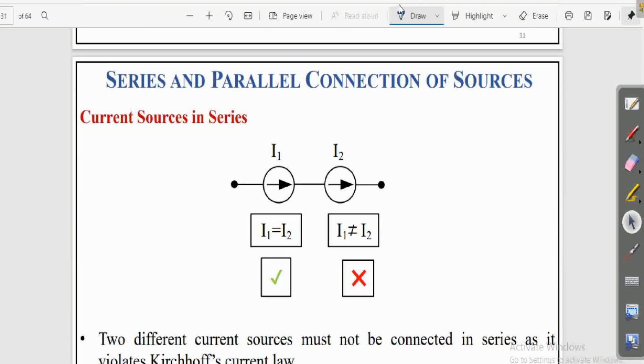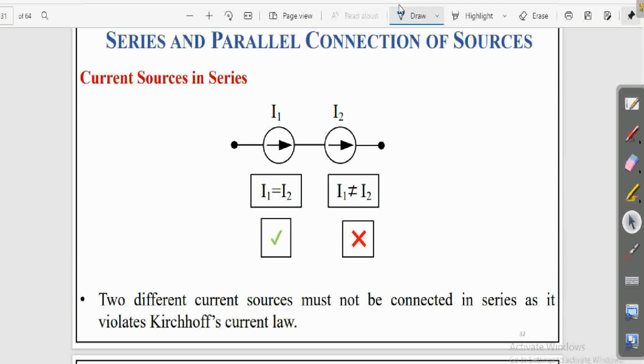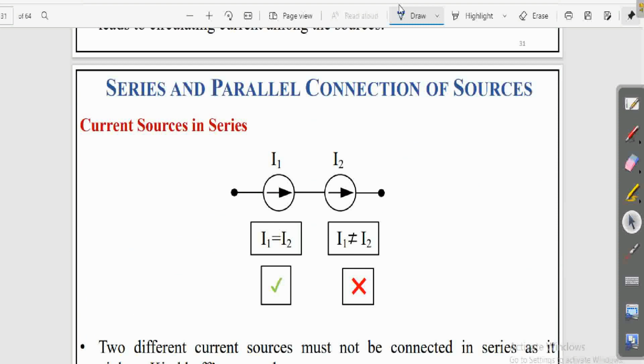Next, coming to the series and parallel connection of current sources. In series, the current should always be the same. I1 equal to I2 is allowed, but I1 not equal to I2 is not allowed, because if I1 is not equal to I2, it does not follow KCL. What is KCL? For example, here I1 is a current, here I2 is a current.